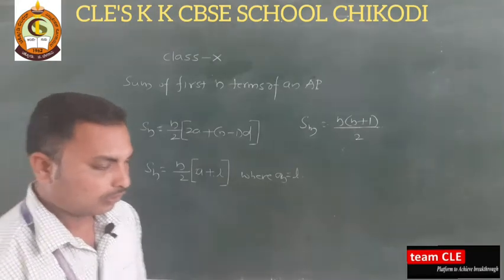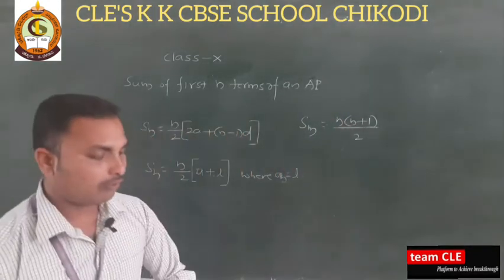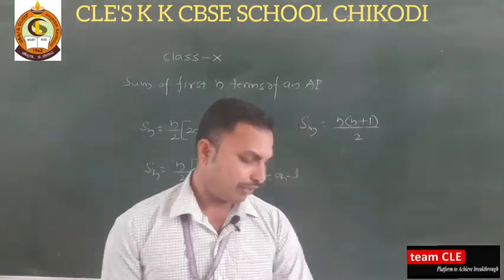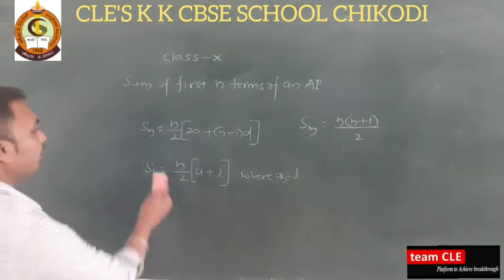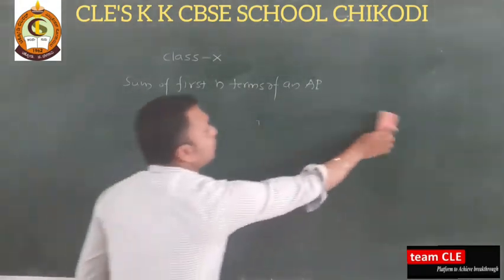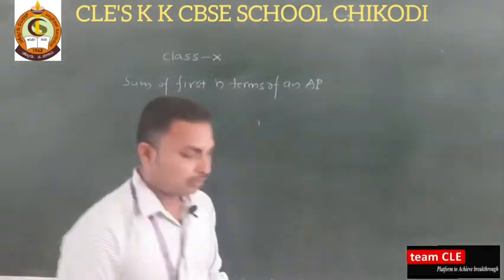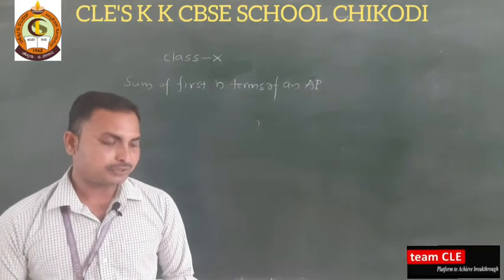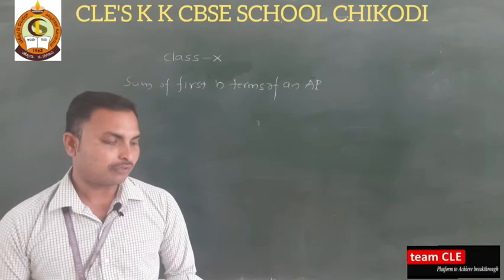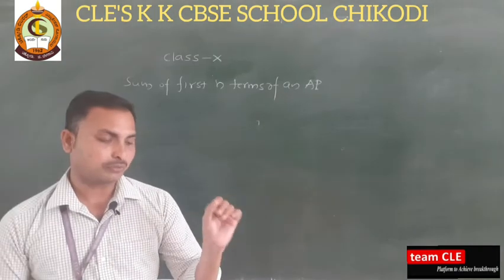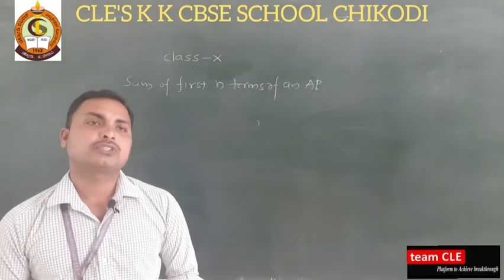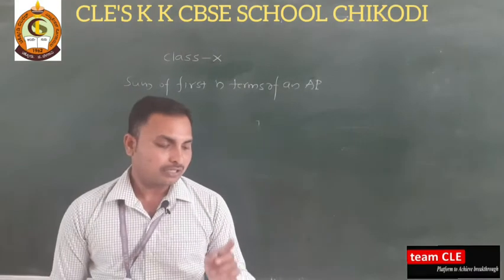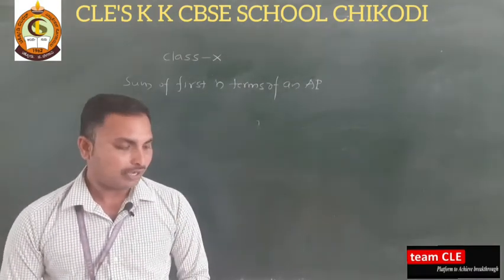Let me move to the examples. Let me take one example here and solve it. Example number 12, which is given in your textbook. If the sum of first 14 terms of an AP is 1050 and its first term is 10, find the 20th term.